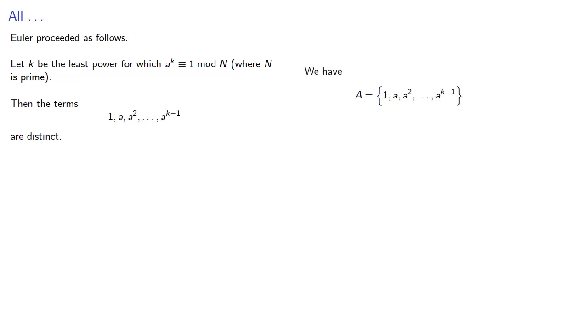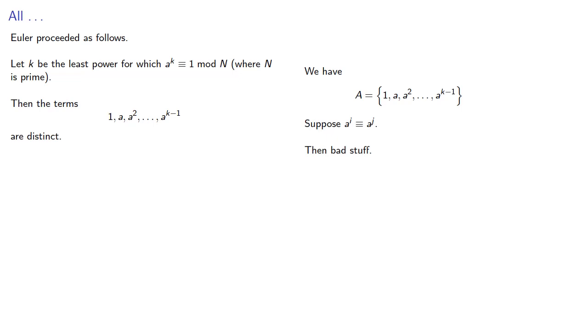Now, we claim they have to be distinct, but you should prove it. And so, suppose a to the power i is congruent to a to the power j. Then, well, bad stuff happens. I won't say exactly what that bad stuff is, because you should be able to prove this on your own, and you should do your own homework.